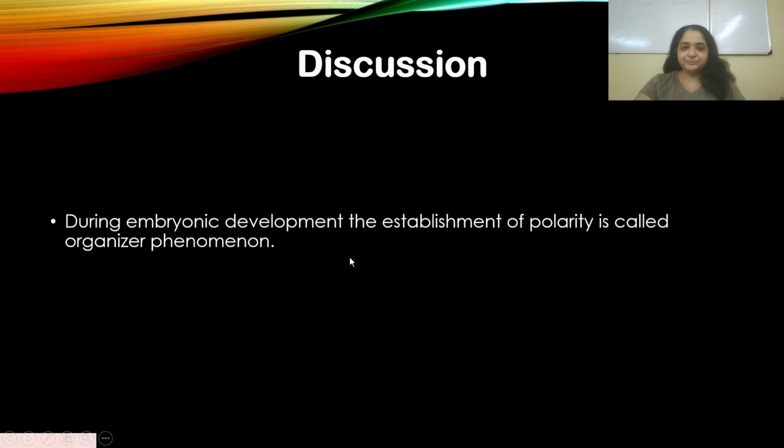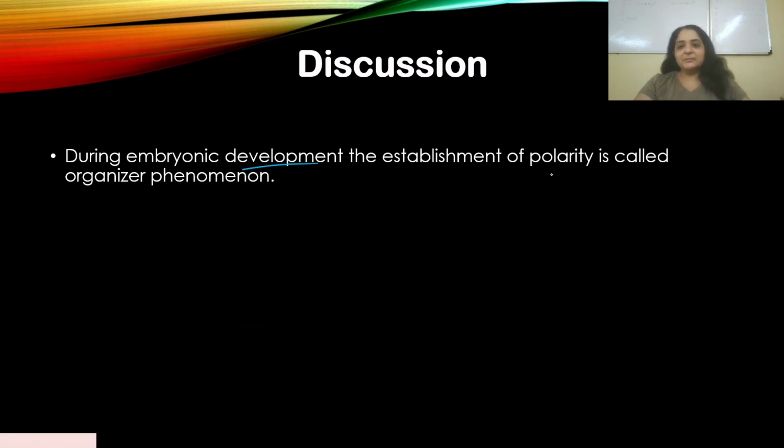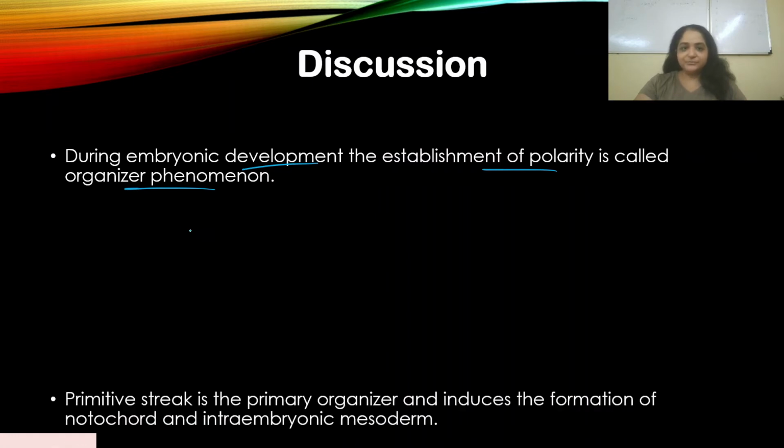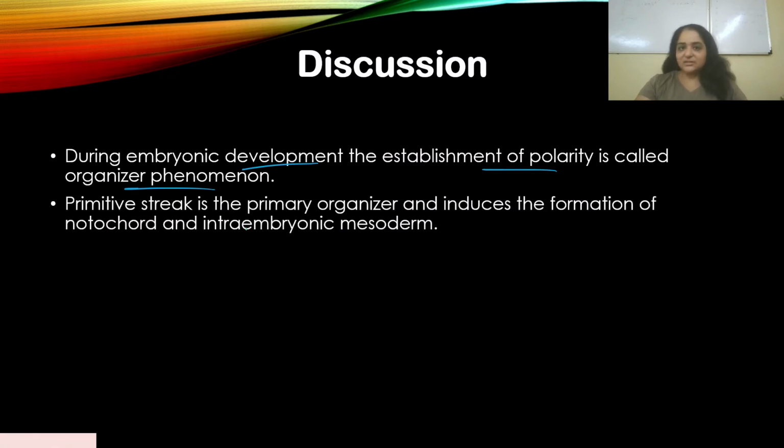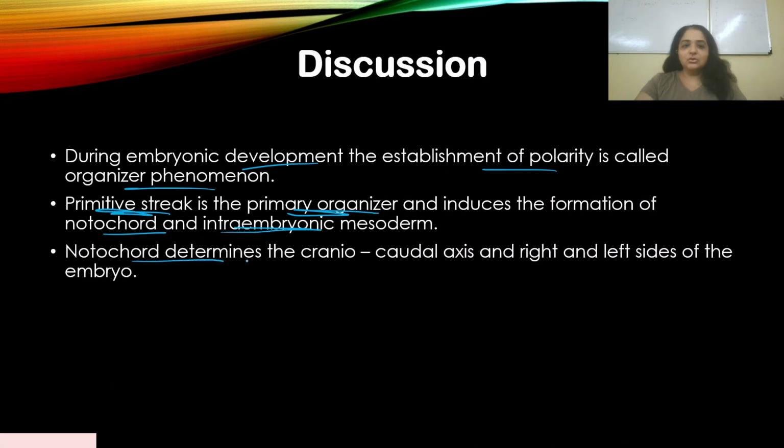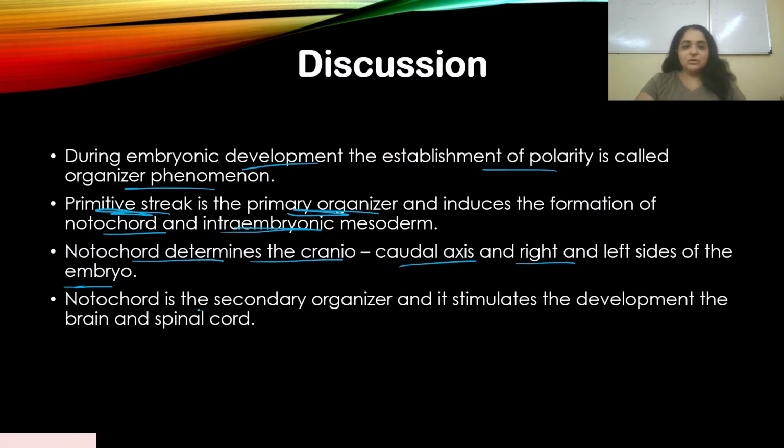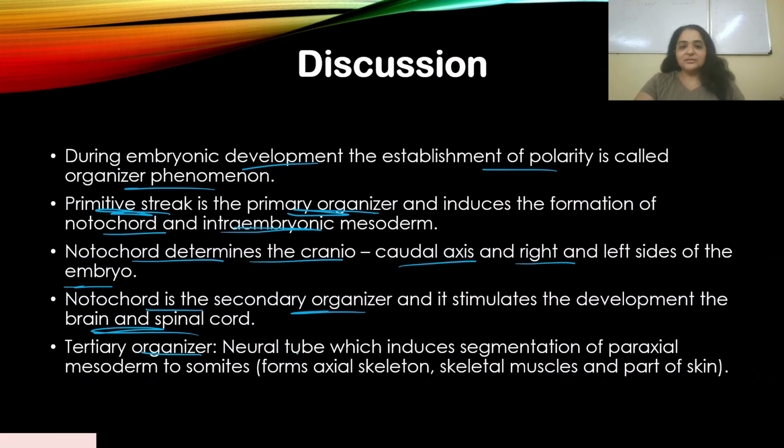Let's go to the discussion. So during embryonic development, the establishment of polarity is called organizer phenomenon. Now there are different types of organizer: primary, secondary, tertiary. The primary organizer is called the primitive streak and it induces the formation of notochord and intraembryonic mesoderm. The notochord determines the craniocaudal axis and right and left sides of the embryo. The notochord becomes a secondary organizer and stimulates the development of the brain and spinal cord. And the tertiary organizer is the neural tube, which induces segmentation of paraxial mesoderm to somites.